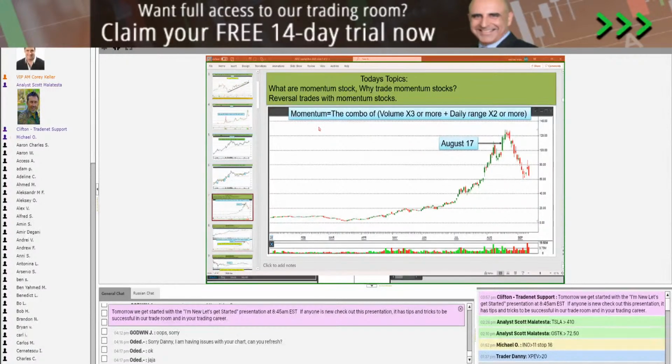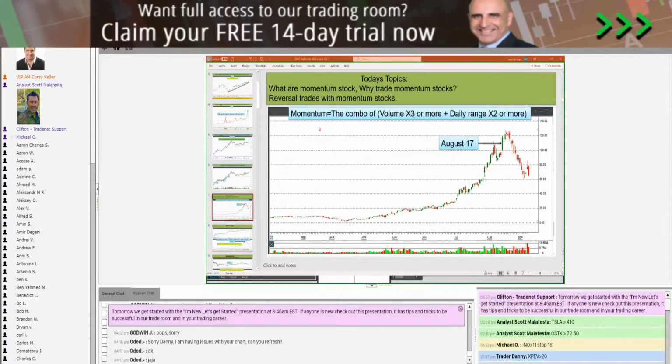Now, what is the definition of momentum? We define it as the combination, or the combo, of increased volume, let's call it 3 times or more, and increased daily range, let's call it 2 times or more. So the combo will always be volume plus daily range. This is pretty much momentum.